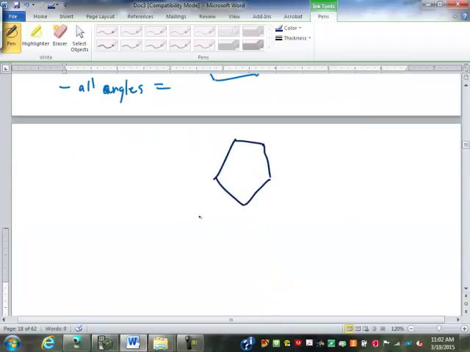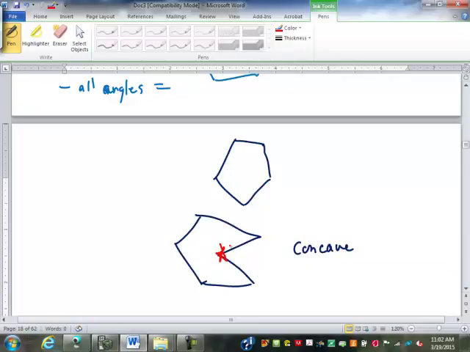The alternative would be something like this. That is what we call concave, because this one angle right here is pointing in. The technical definition is a convex polygon, if you extend any of the sides, they stay outside of the polygon. And a concave one, if you extend this side, it cuts through the polygon. That's what makes it concave. But I've always thought, if you're inside, the angle's pointing out is a little bit simpler of a definition for me.